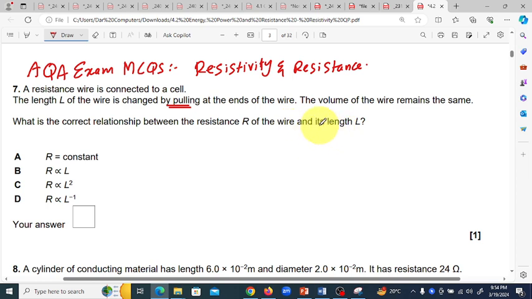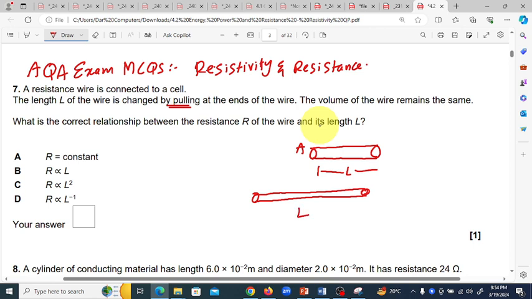So I will explain what is going on in this question. For example, if we have a certain wire that has length capital L and the area of cross section is A. If we pull this wire by applying stress, the length of the wire increases. As the length increases, the area gets reduced, so the area of the wire decreases.